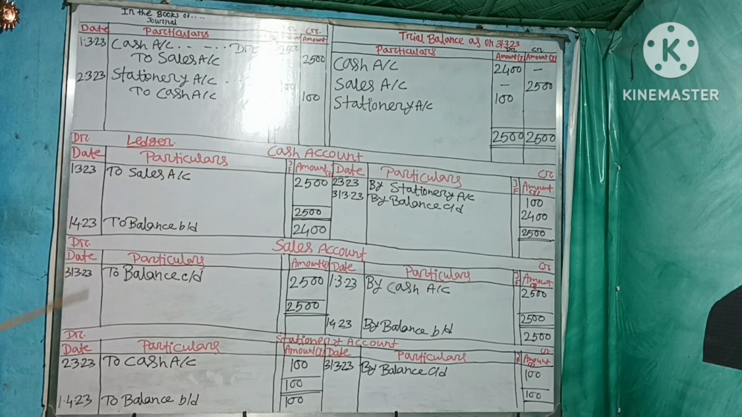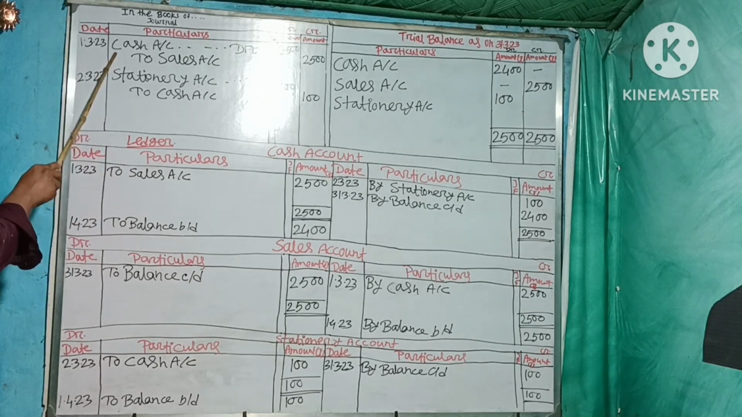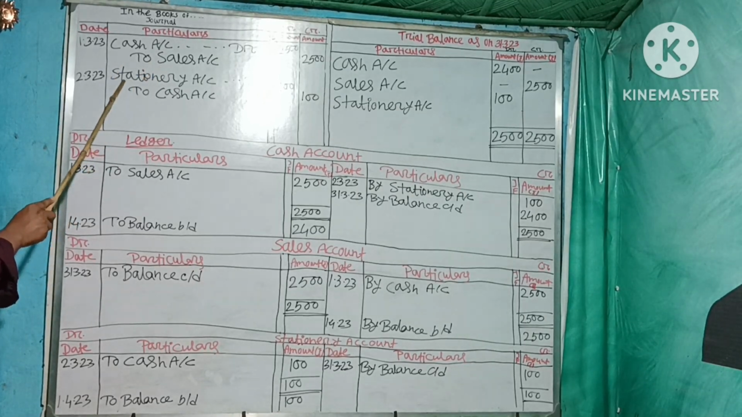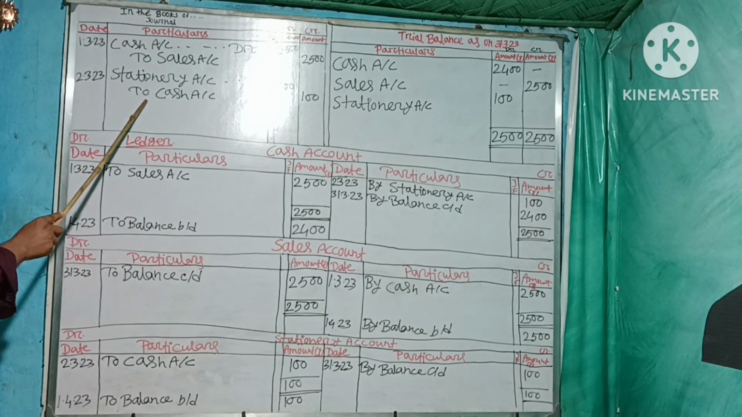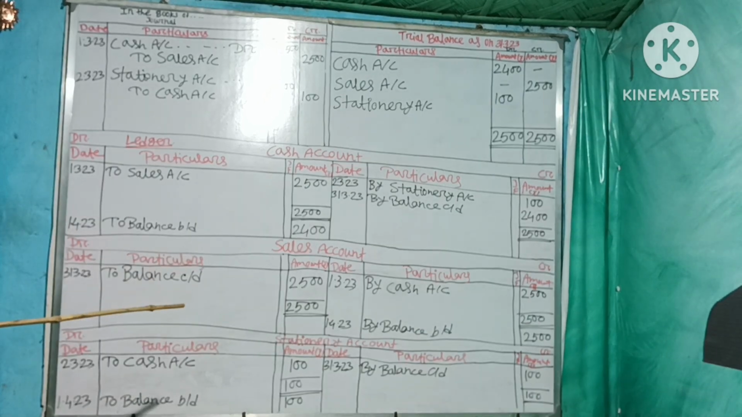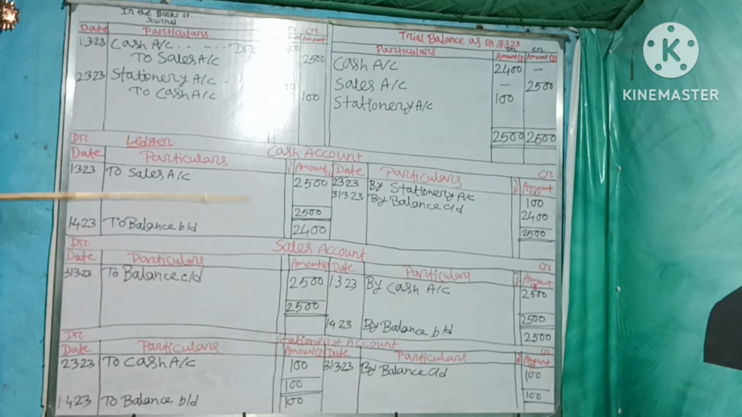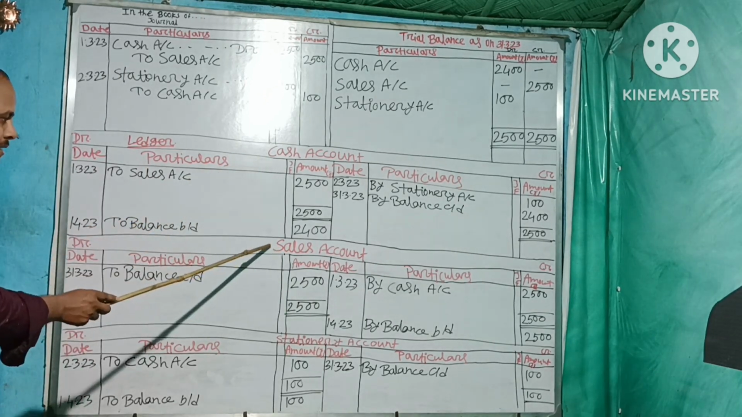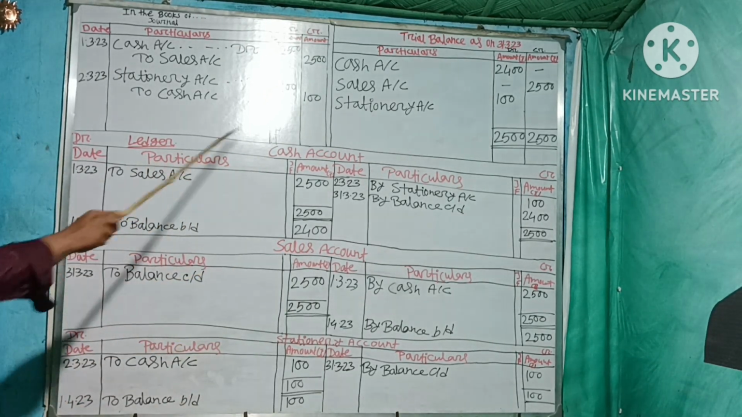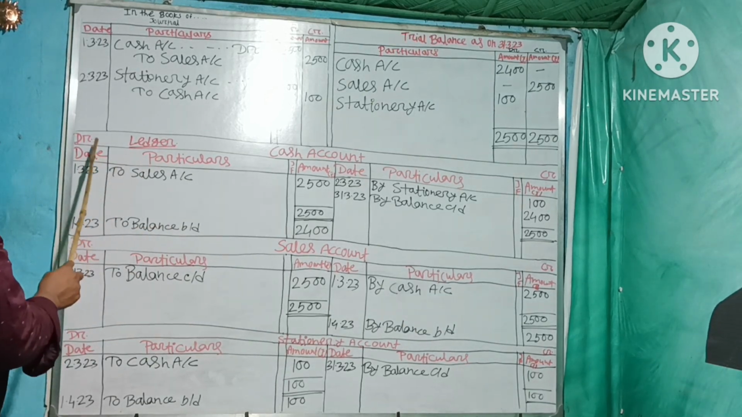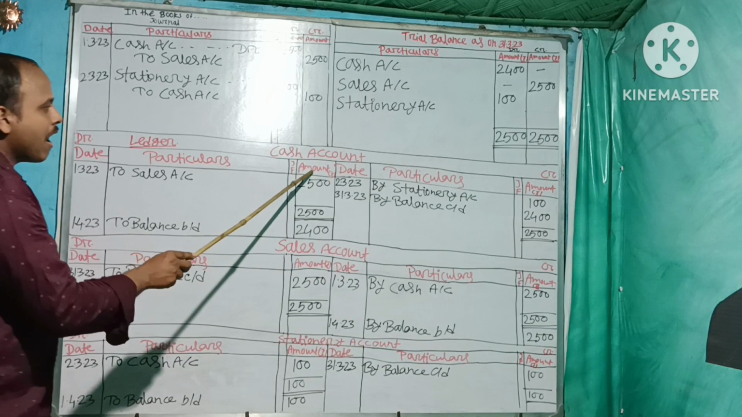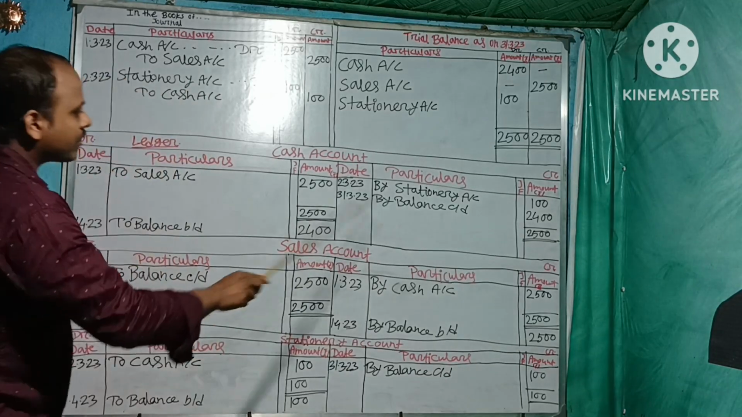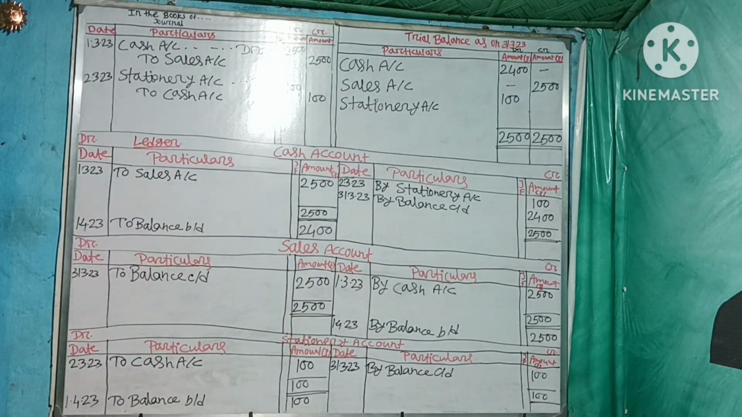Next, ledger. Here we first count how many accounts we will open. First of all cash, second of all sales, third of all stationery. We never open cash account again, because each and every account will be opened only one time. For that reason, cash account we open here, sales here, stationery account here. This is our ledger format. Date, particulars, debit here, JF, that is journal folio, amount rupees; date, particulars, JF, amount rupees, and here credit. All three formats for ledger are the same.